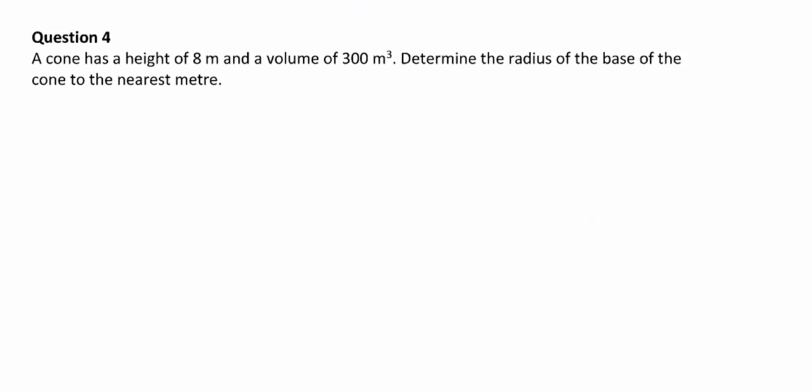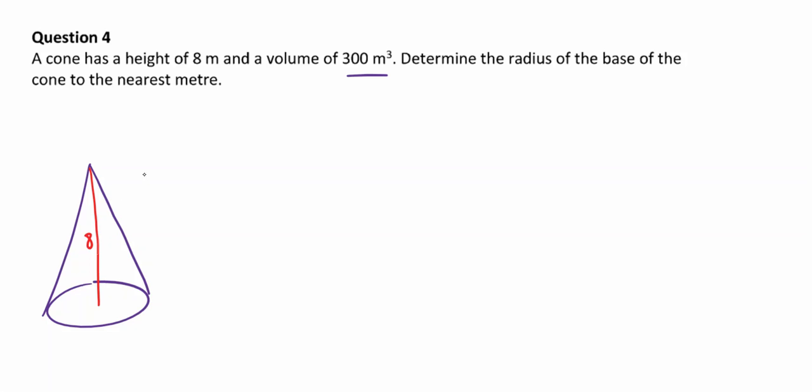Okay, a cone has a height of 8 meters and a volume of 300 meters cubed. Determine the radius of the base of the cone to the nearest meter. Let's sketch it again. Okay, so it has a height of 8. So they're saying from here to here is 8. And they've given us a volume, sorry, not surface area, of 300 meters cubed. And we're after the radius, right? So we're after from here to here, right?